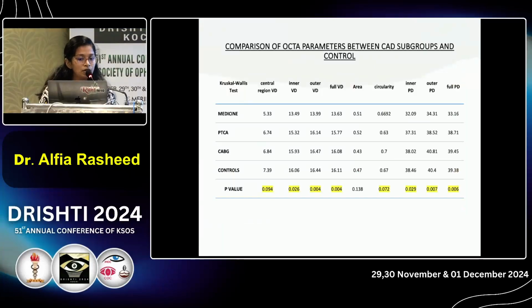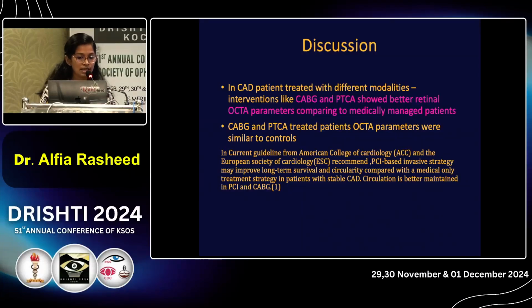The comparison of the OCTA parameters between each CAD subgroup and control was studied. It is seen that the medical group has decreased values compared to the control group, and PTCA and CABG have similar values, similar to controls also, and these values were statistically significant. In the discussion, CABG and PTCA showed better retinal OCTA parameters compared to medically managed people and were similar to control groups. It is recommended by ACC and ESC that PCI-based invasive strategies may improve long-term survival and circulation compared to medical-only management.